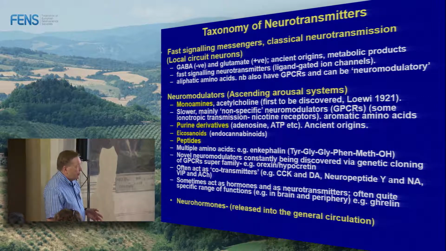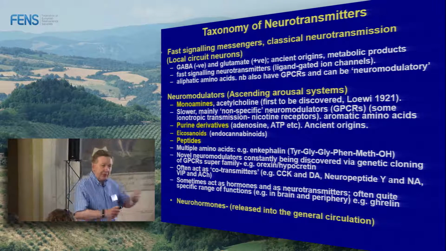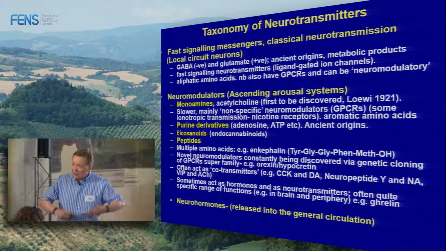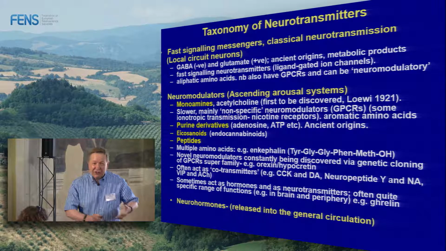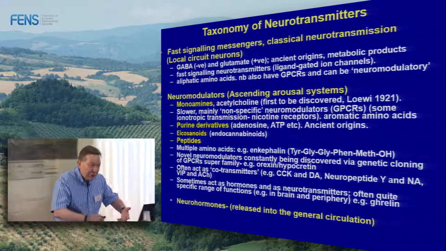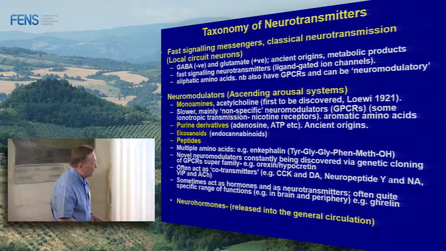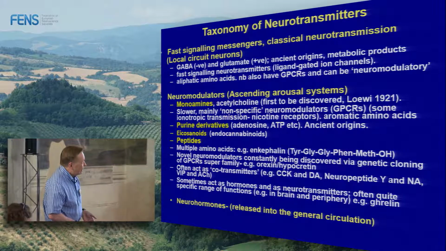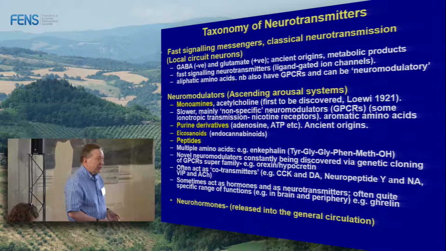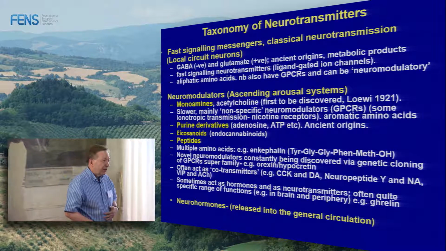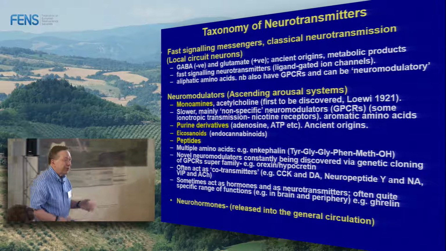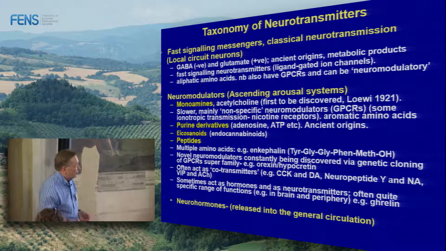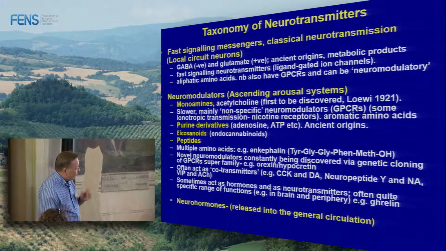They often act as co-transmitters, so we have the example of cholecystokinin and dopamine in the same neurons. They're released together. We're not quite sure what that does. CCK seems to affect how dopamine works. Neuropeptide Y and noradrenaline, vasoactive polypeptide in the cortex and acetylcholine. I'm sure Martin will tell us all about that. So we don't really understand what the function of co-transmission is.